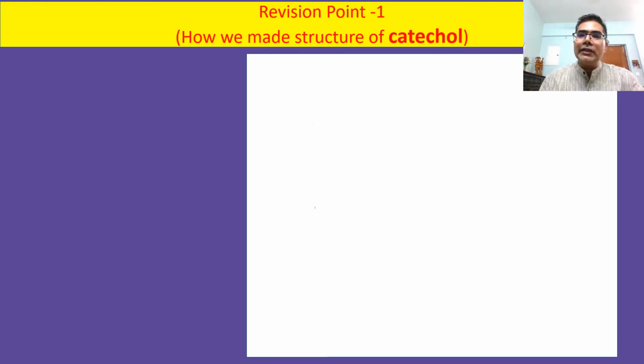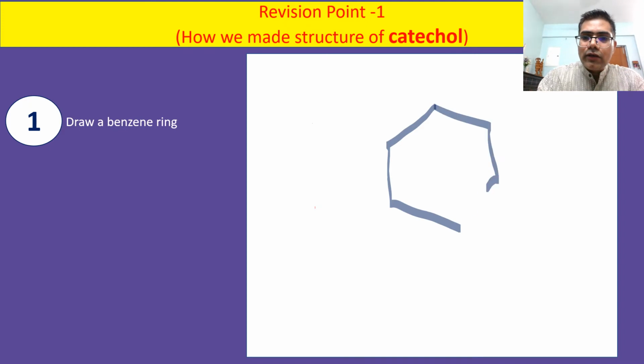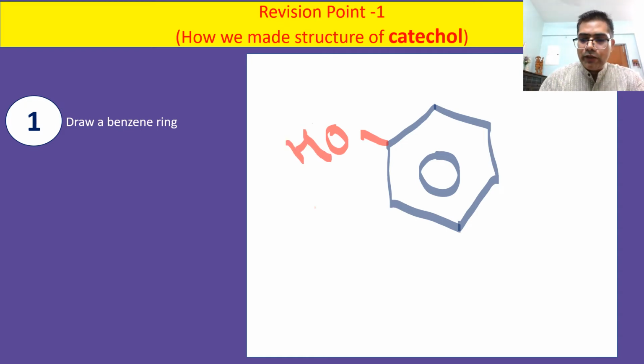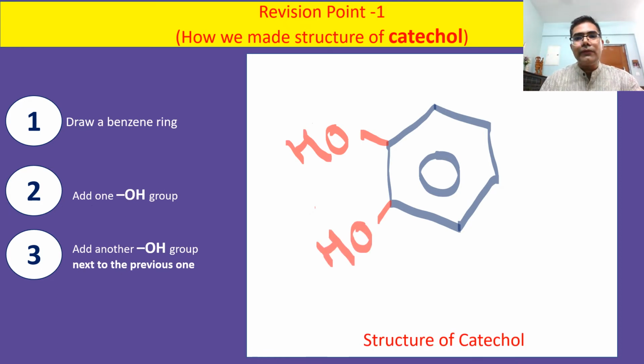So now here is our first revision point. How did we make the structure of catechol? Very easy. We drew a benzene ring. Then we drew one OH group to make phenol. And then we drew another OH group just next to it to make it a catechol. This is the structure of catechol.